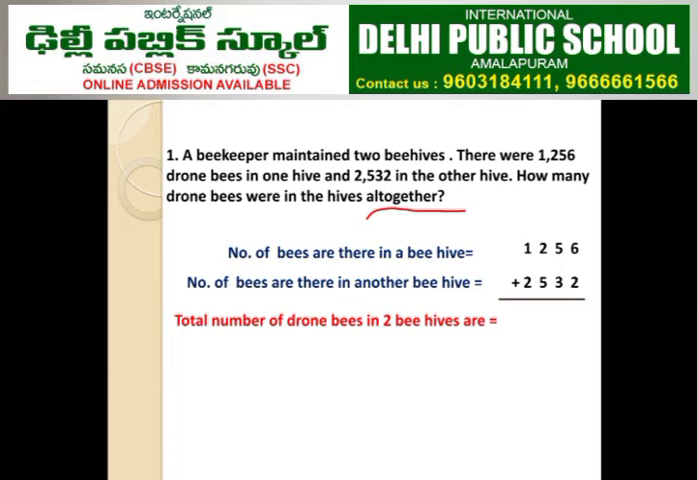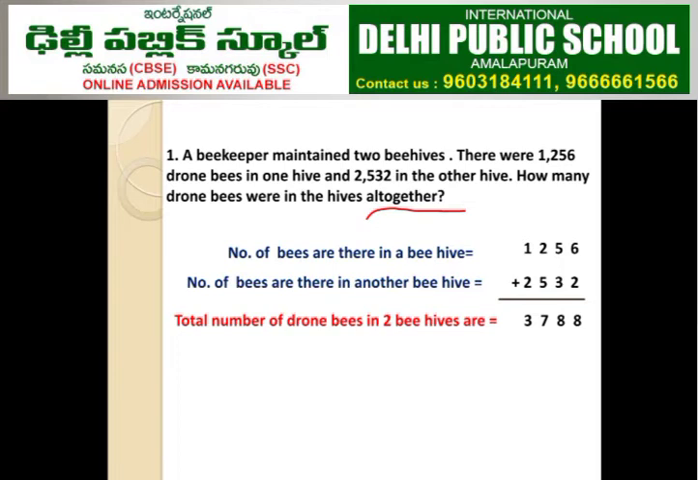To find out this total, what are we supposed to do? Addition we are supposed to do. That is the reason I put the plus symbol. So let us do addition of 1256 and 2532. So start from the ones place. 6 plus 2 is 8. 5 plus 3 is 8. 2 plus 5 is 7. 1 plus 2 is 3. So the answer here is 3788. So it means in two beehives altogether there are 3788 bees. Right?